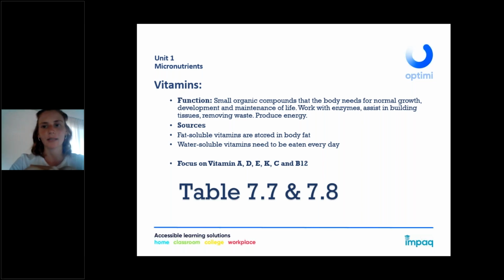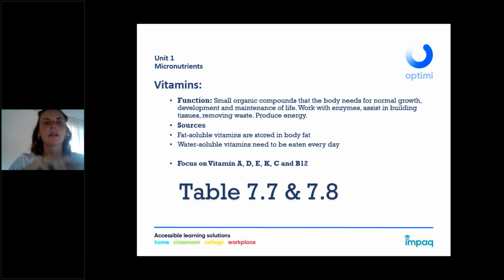So I always tell my grade 11s, if it's too much for you, focus on vitamin A, vitamin D, vitamin E, vitamin K, vitamin C, and B12. Those are your most important ones and the ones that you will get in contact with a lot. But the other ones are still important for grade 11.